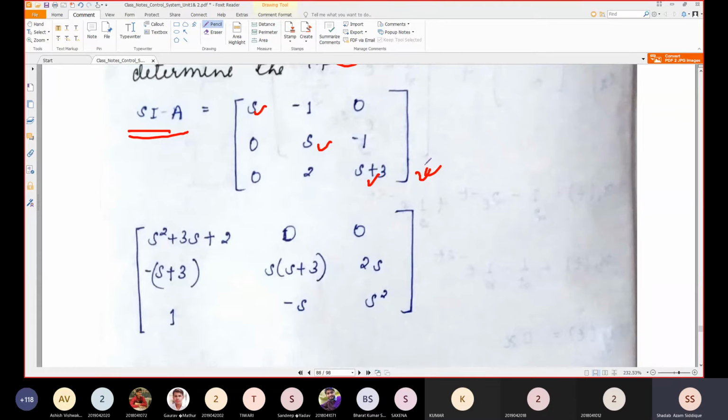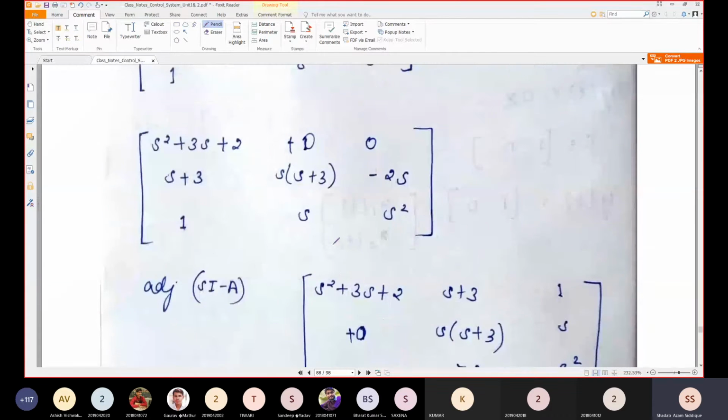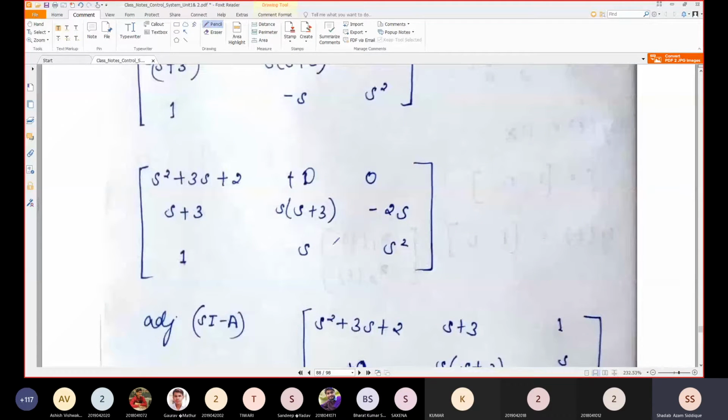See, this is correct up to this point. Now I'll try to find (sI minus A) inverse. So how can we find (sI minus A) inverse? This is the matrix which is given. I hope the adjoint is found out. So how can the adjoint be found out? This is the adjoint which is found out here.